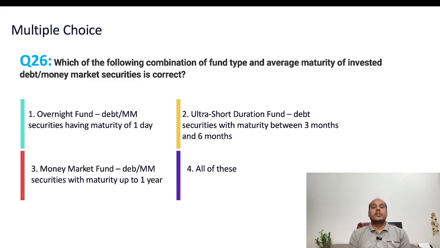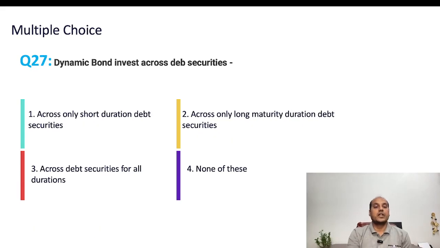Which of the following combination of fund type and average maturity of invested debt or money market securities is correct? Overnight fund invests into those debt or money market securities having maturity of 1 day. It's absolutely right. Ultra short duration funds, these are the debt securities whose maturity is between 3 months and 6 months. It's absolutely correct. Third, money market securities with maturity up to 1 year. So all the 3 are correct. That means option 4 is correct here.